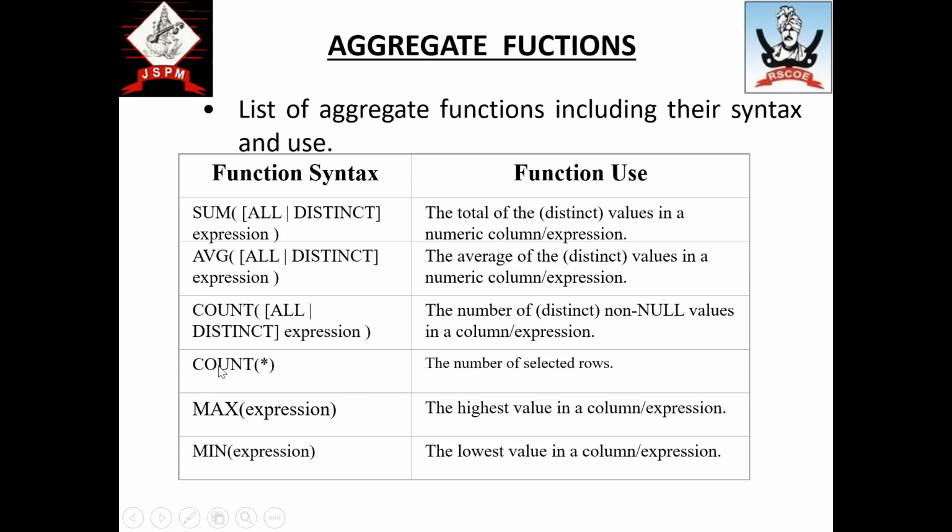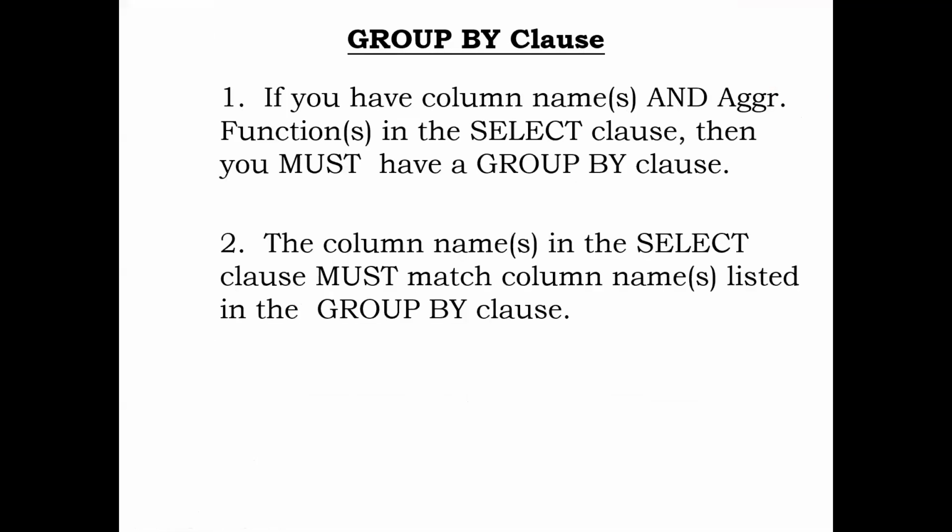Suppose we are using count star, so it returns the number of rows selected. Then maximum expression returns the highest value in a column or expression, and minimum expression returns the lowest value in a column or expression. So this is all about the aggregate functions.